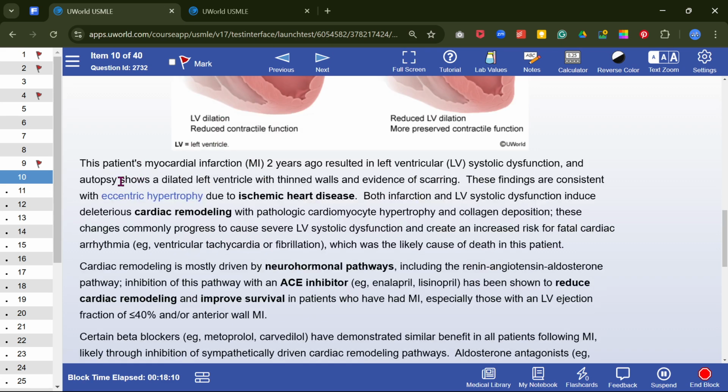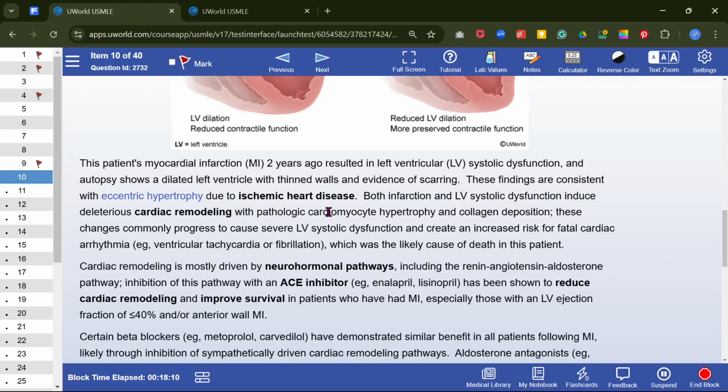Okay, I'm reading the explanation now. This patient had a myocardial infarction 2 years ago, resulting in left ventricular systolic dysfunction. An autopsy shows a dilated left ventricle with a thin wall and evidence of scarring. These findings are consistent with eccentric hypertrophy due to ischemic heart disease.